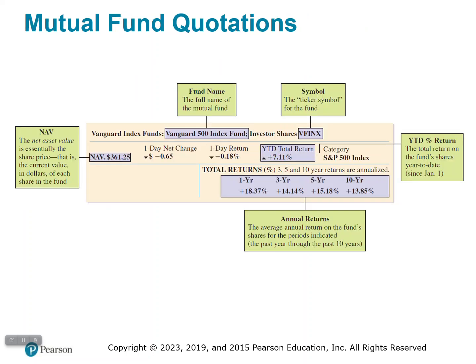Mutual fund quotations. Let's take a look here. The NAV, the net asset value, is essentially the share price. So that's how much it costs for each share in the fund. The fund name, and you could get investors about this. The ticker symbol, if you want to look at your mutual funds. Year-to-date return, annual returns over the past 1, 3, 5, and 10 years. And they're all annualized. So we're using the APY so that they can be compared no matter how long that is. Let's take a look.